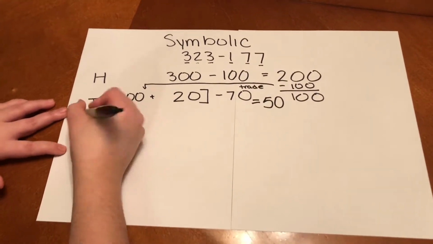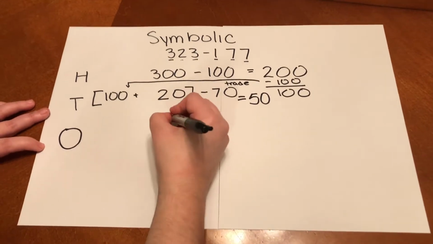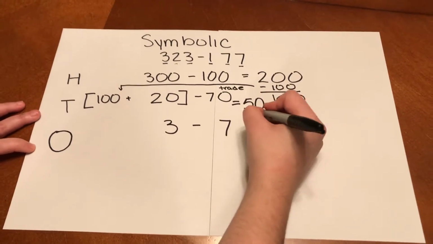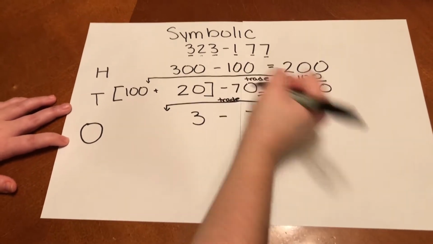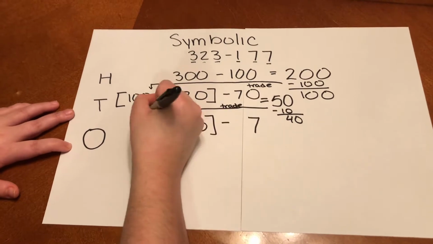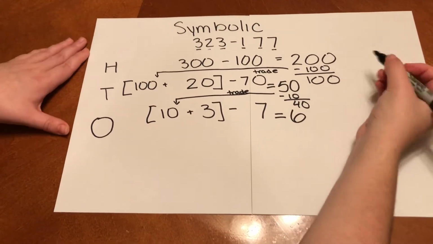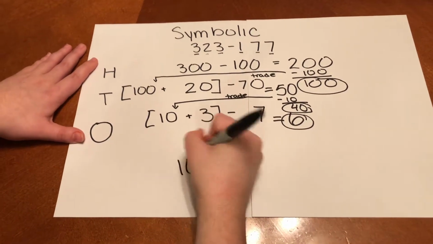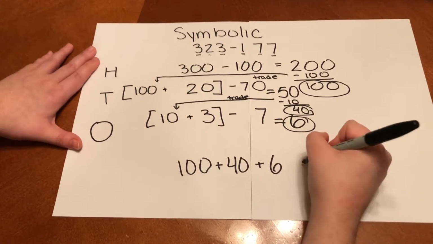We can now move on to the ones place value, taking 3 minus 7. Once again, we must make a trade, borrowing 10 from the 50, leaving us with 40. We can then make it 10 plus 3 minus 7. That leaves us with 6. From there, we combine our totals, so we have 100 plus 40 plus 6, making the answer 146.